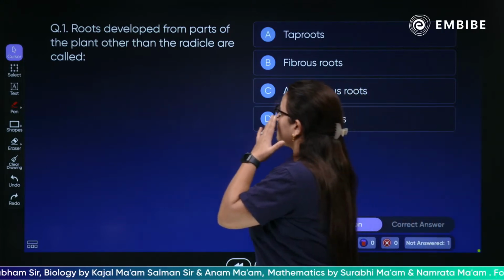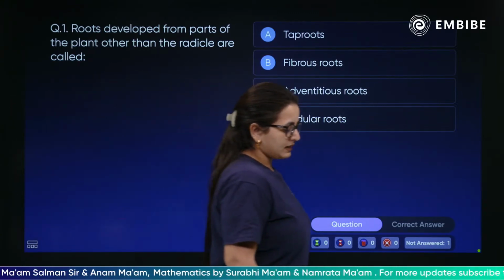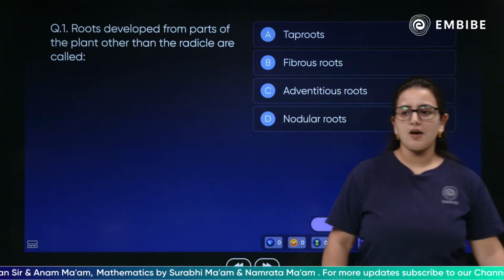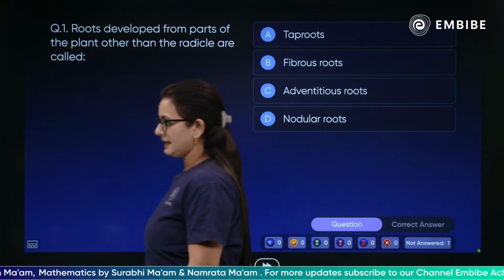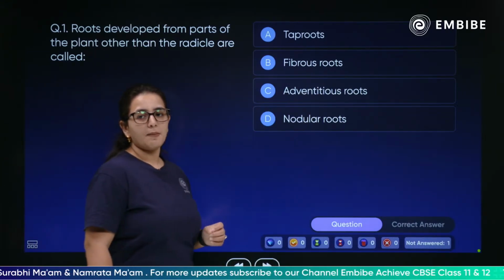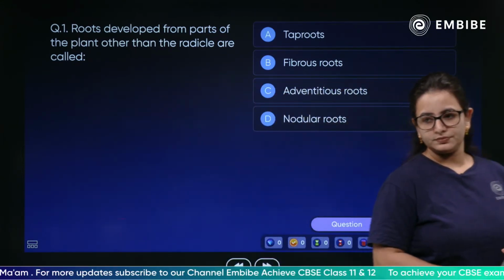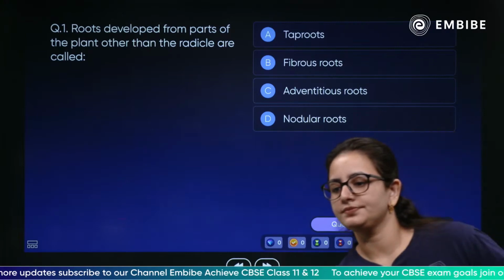The roots developed from the parts of the plant other than the radicle are called: absolutely simple. Take your time, read the question carefully, and answer it. What is the correct answer for this? Taproot, fibrous root, adventitious root, nodular root. Quickly answer this.